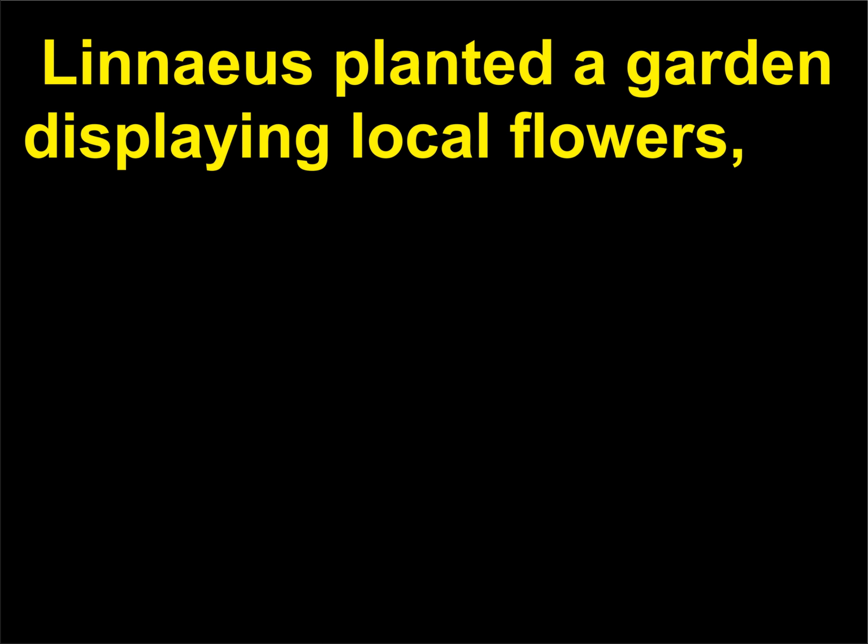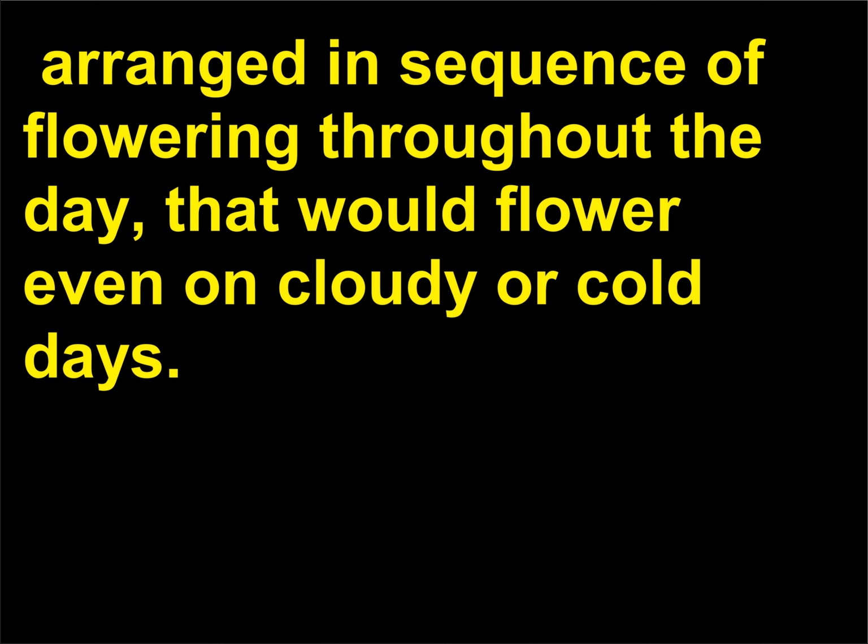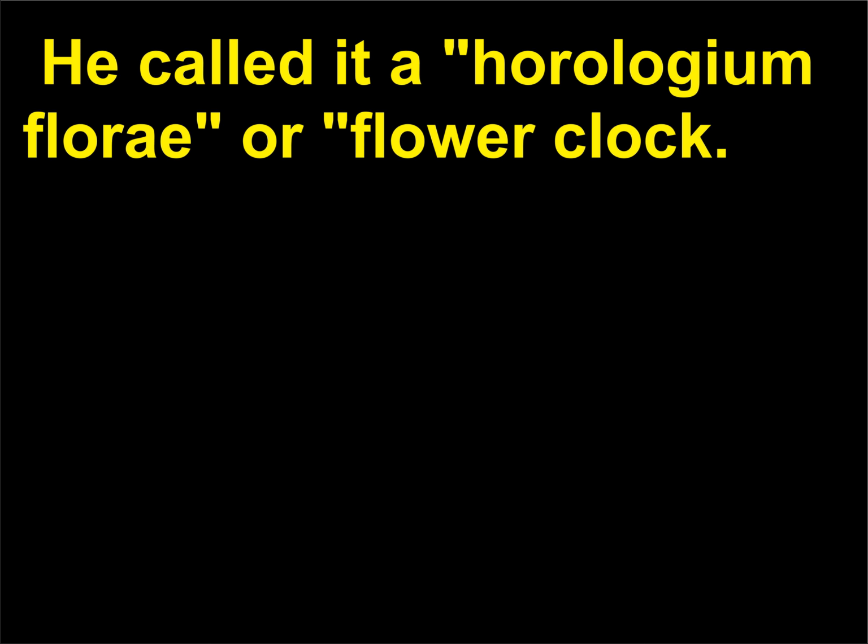Linnaeus planted a garden displaying local flowers, arranged in sequence of flowering throughout the day, that would flower even on cloudy or cold days. He called it a horologium florae, or flower clock.